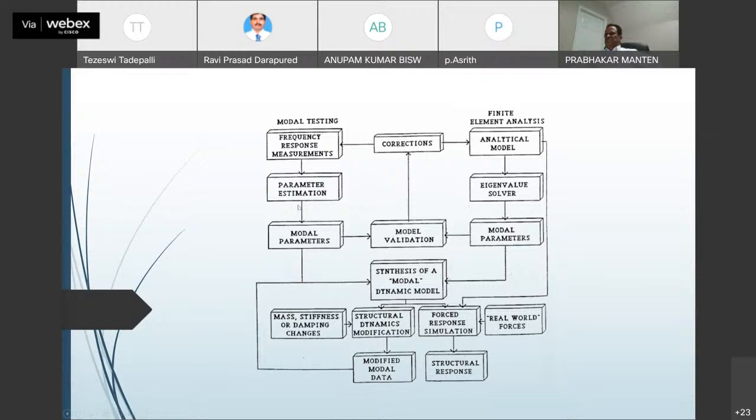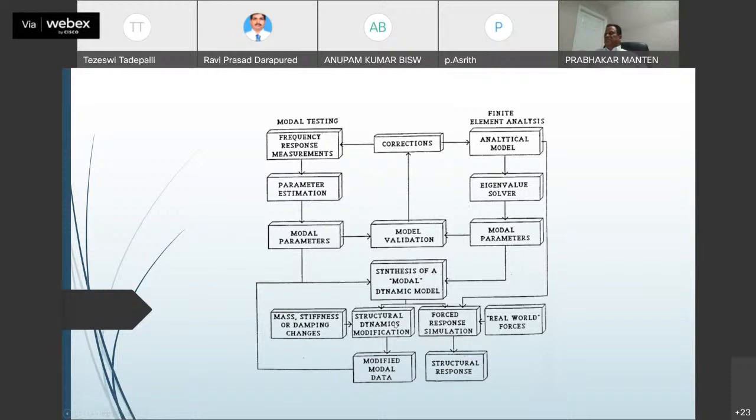Okay, modal testing consists of parameters, modal validation, both of these validated, then the synthesis of a dynamic model, and in the process of synthesizing, structural dynamic modification. That's a huge area, huge. It can be done using our software in the experimental stride.